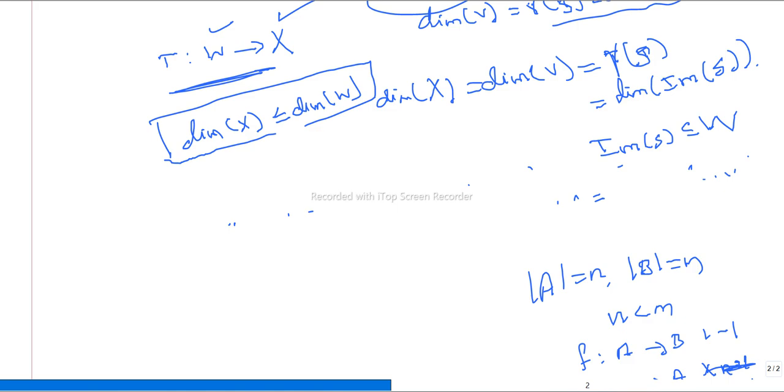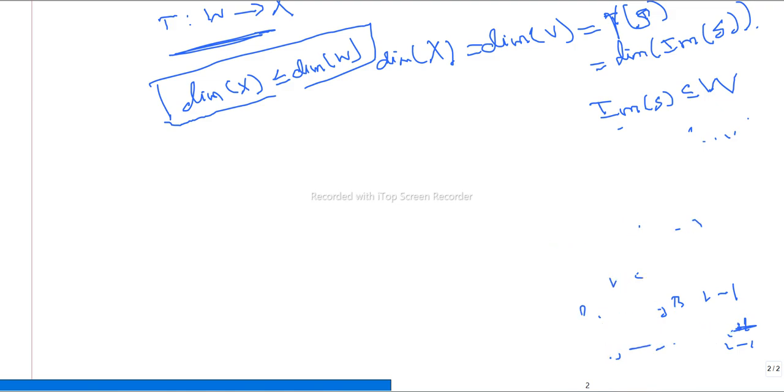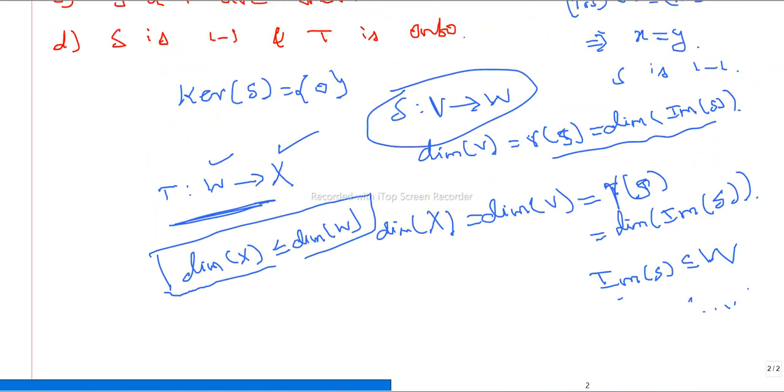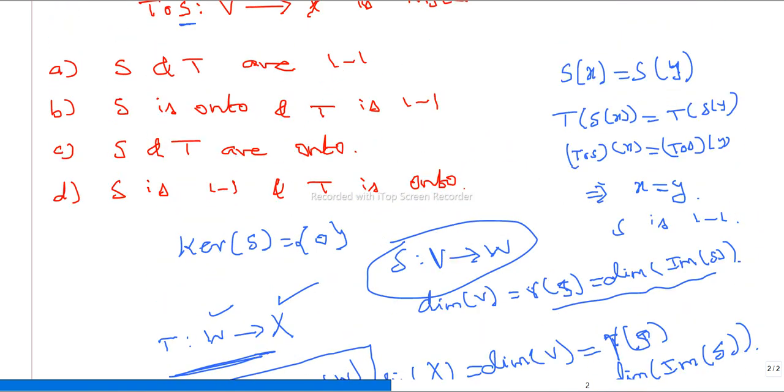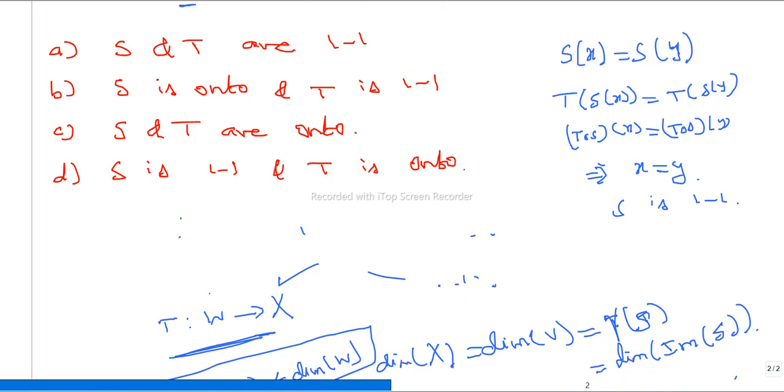Maybe we can apply this. Because already we know that S is 1-1, right? So maybe T is 1-1 because the dimensions are equal. So S is 1-1 is clear, right? Because we can directly prove it using the assumption. Now we try to prove T is 1-1. Why is T 1-1? You have to use that the dimension of V and the dimension of X are equal.